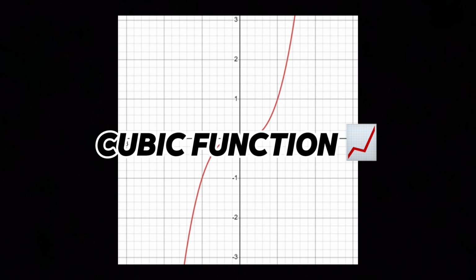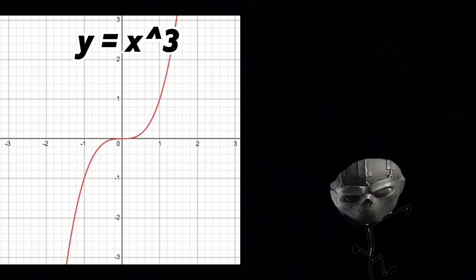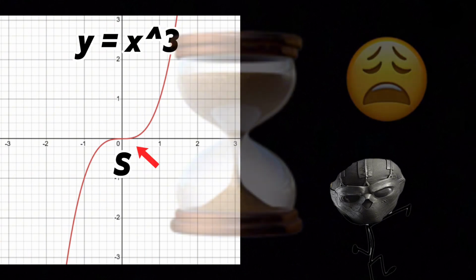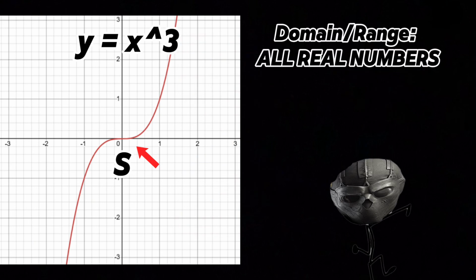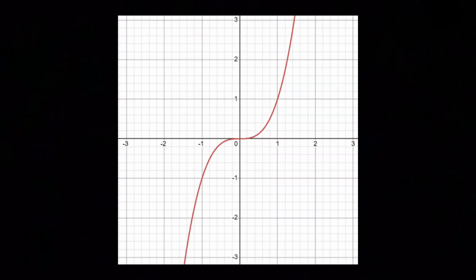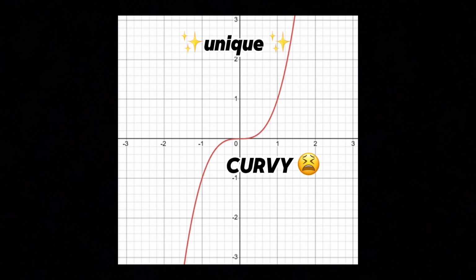Now the cubic function, y = x cubed. Its graph looks like a smooth S-curve that passes through the origin. Both domain and range are all real numbers. The cubic function is unique because it can curve in both directions, unlike quadratics which only curve up or down.